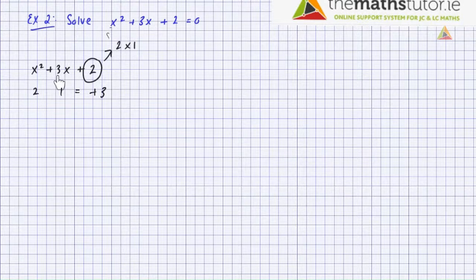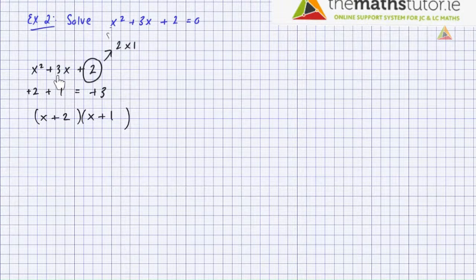So we now need to decide what signs are going to go in front. If I have a plus 2 and a plus 1, that'll give me a plus 3. So now what we need to do is open up our brackets. We put x in the first, x in the second. We've decided to go with plus 2 and plus 1. Now, be careful here.